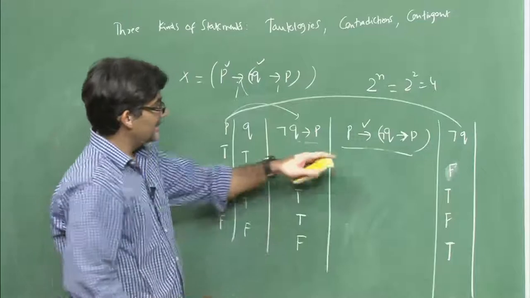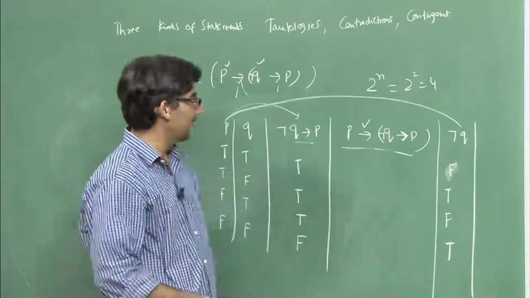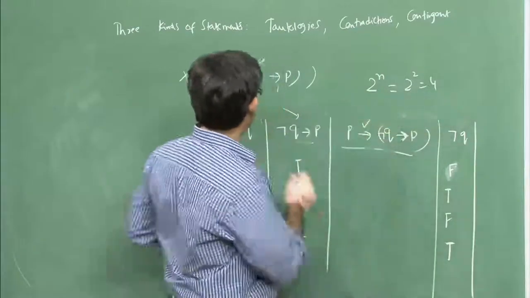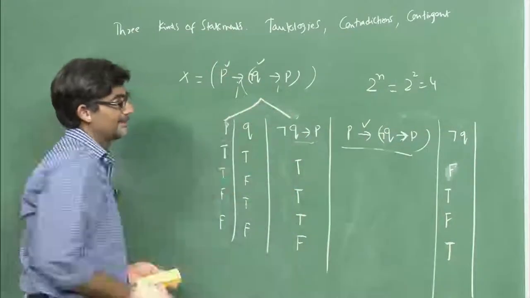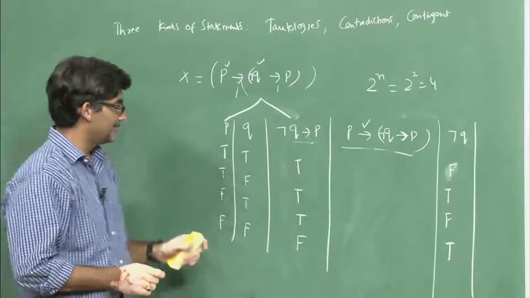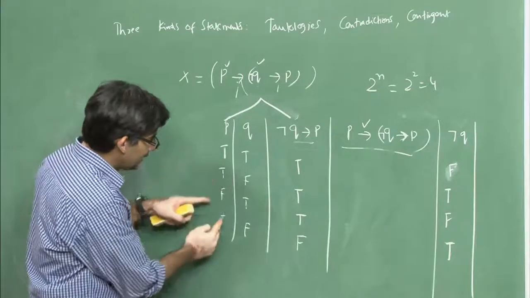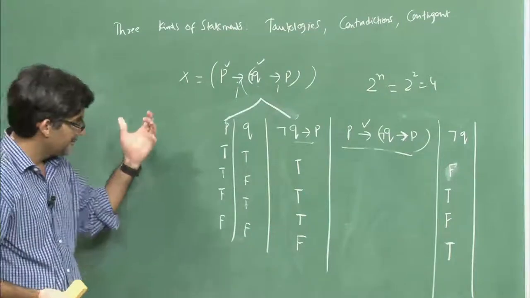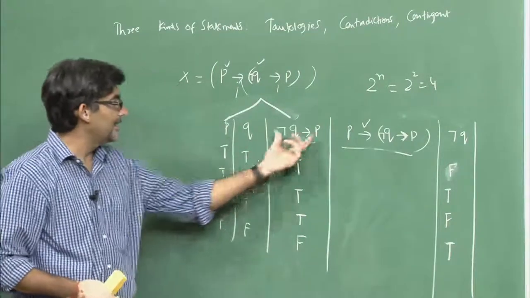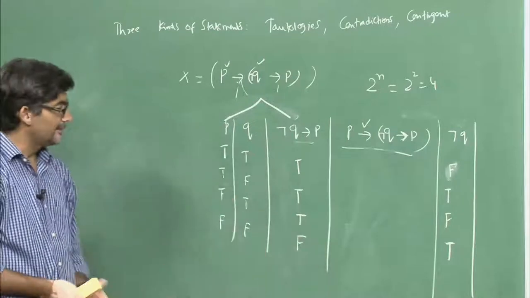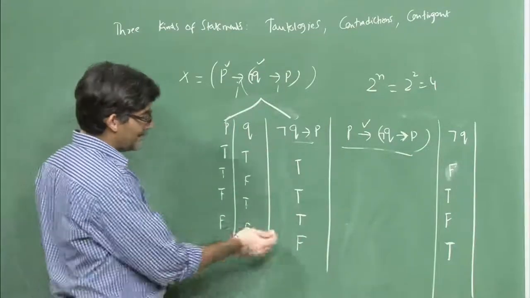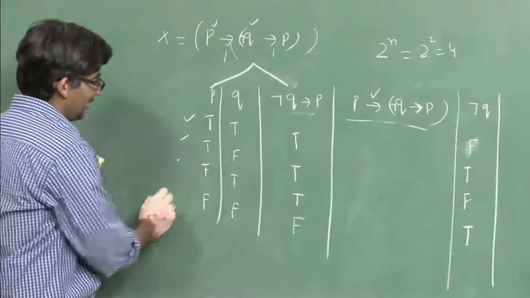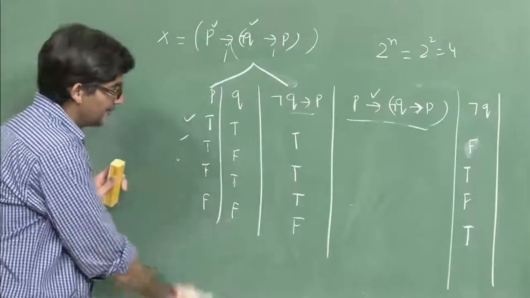So now we need to consider P implies (not Q implies P). So that means you need to consider these two rows. Is there any row in which P is T and not Q implies P is T, and not Q implies P is false? Again in this case there is no row. You have to inspect each and every row here.